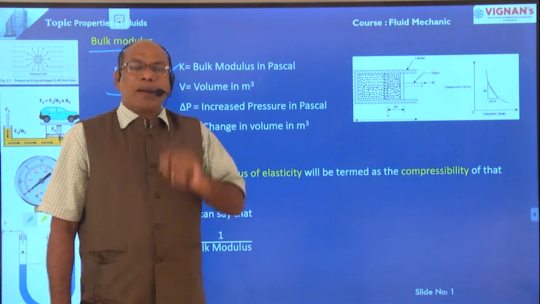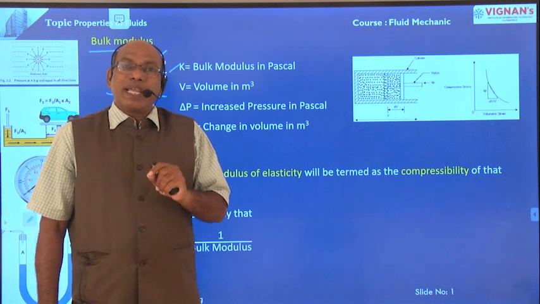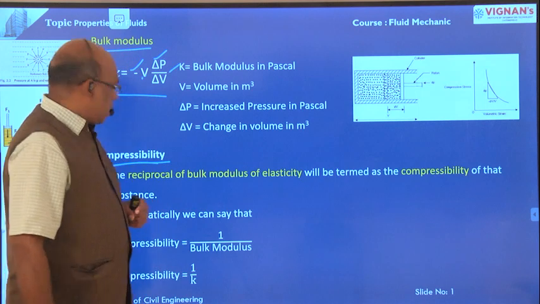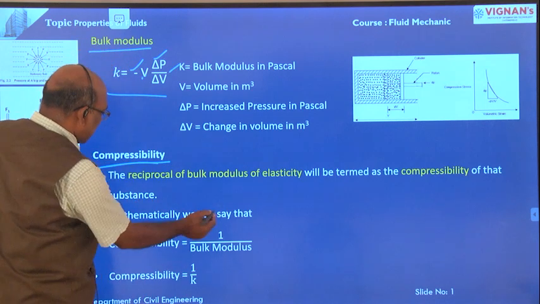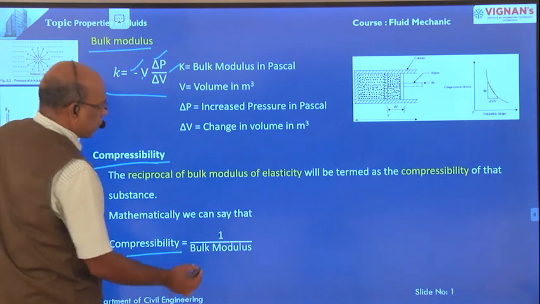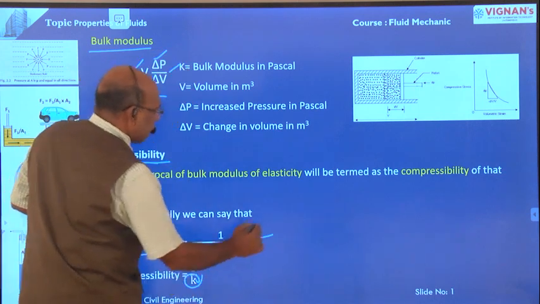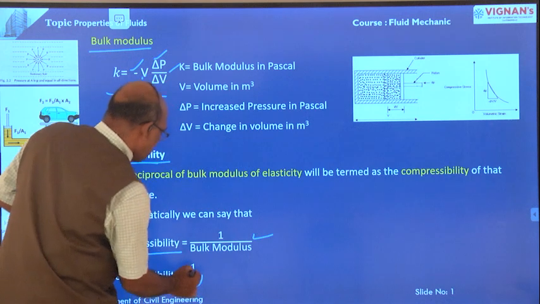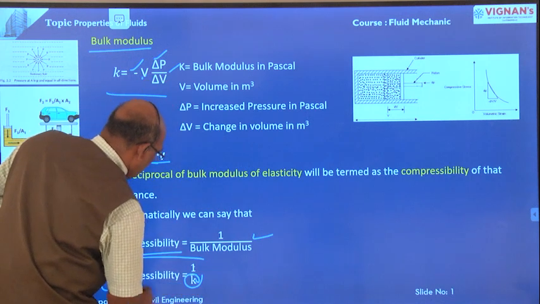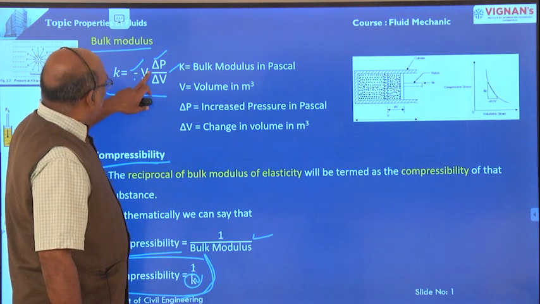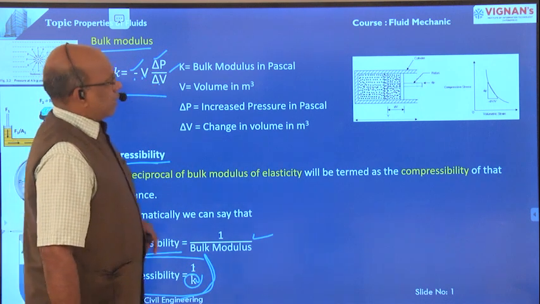We want to determine the compressibility. Compressibility is the reciprocal of the bulk modulus. That means, mathematically expressed, compressibility is equal to 1 by bulk modulus. Bulk modulus is denoted by K. Therefore, compressibility is equal to 1 by K. This is the formula for the determination of the compressibility. K is nothing but minus V into delta P by delta V.